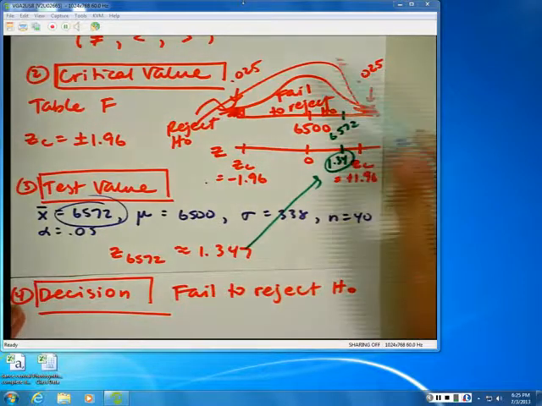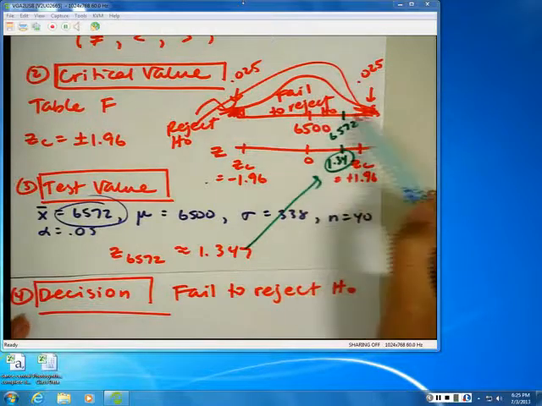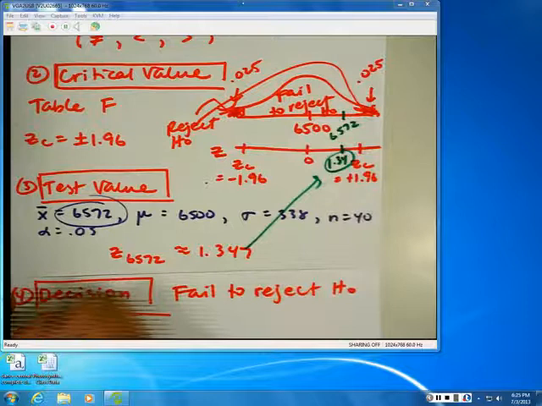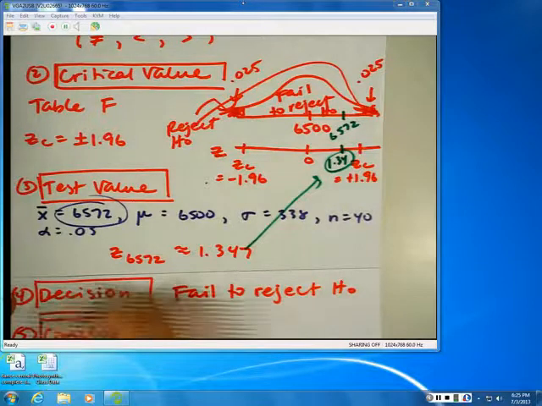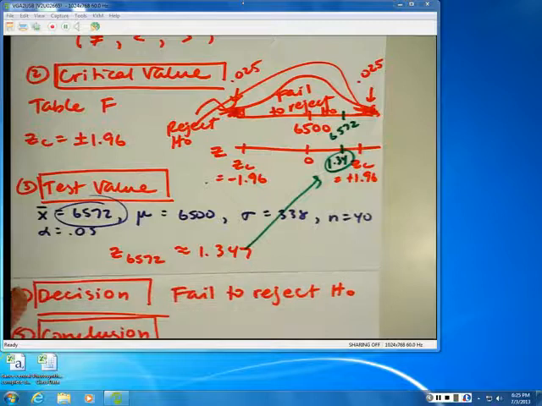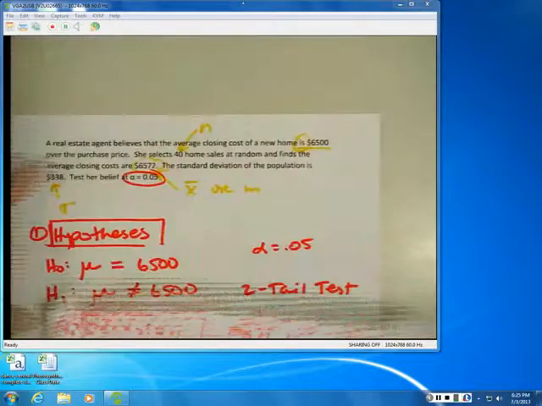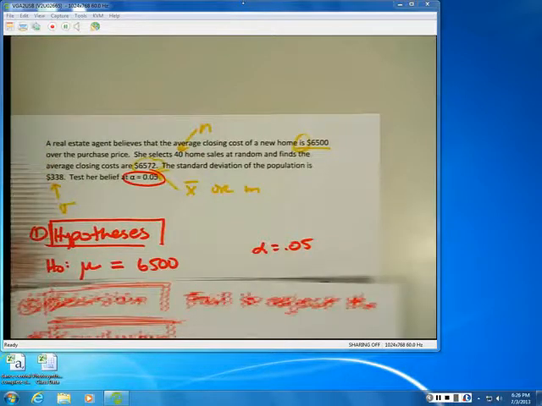It's that simple. I just read it off of my chart here. I either fail to reject if I'm in the middle, or I reject if I'm in a tail. Well, what does that mean? Step number 5, conclusion. This is the most important step in my mind. The question said to test her belief. Is she right? Well, what did she believe? She believed that the average closing cost is 6,500. And you know what? We couldn't reject it.